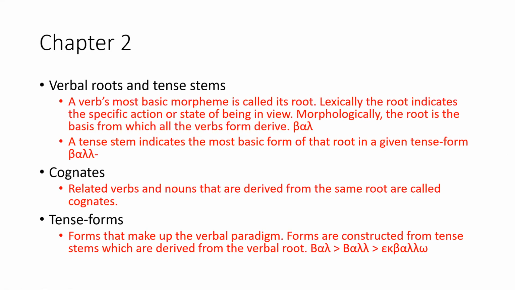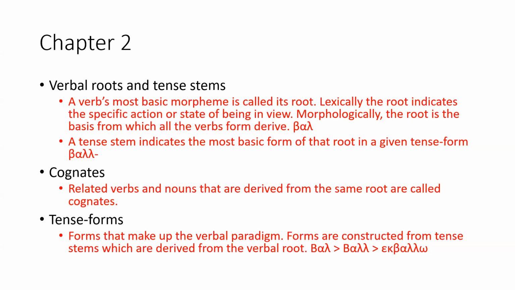So, verbal roots and tense stems. A verb's most basic morpheme is called its root. Lexically, the root indicates the specific action or state of being in view. Morphologically, the root is the basis from which all the verb's forms derive. So bal, lexically, the meaning is going to be the specific action or state of being in view, but morphologically, the sound or the form is bal. Then a tense stem indicates the most basic form of the root in a given tense form. So bal is the tense stem here.